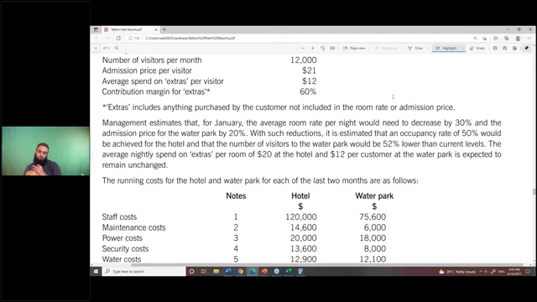Management estimates that for January, the average room rate per night would need to be decreased by 50%, and the admission price for water park by 20%. That's for you. With such reduction, it is estimated that an occupancy rate of 50% would be achieved for hotel, and the number of visitors to water park will be 52% lower than the current level. So current level will come down to 50%. The average nightly spend on extras per room, 20 for hotel and 12 for the water park, remain unchanged.